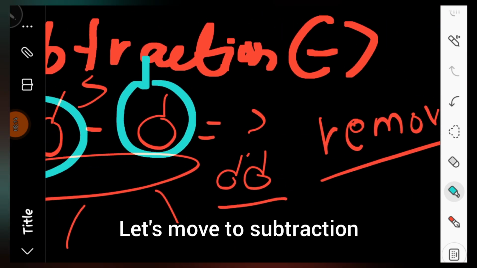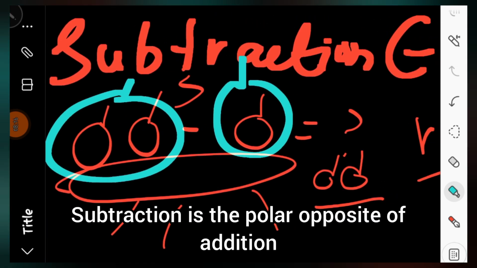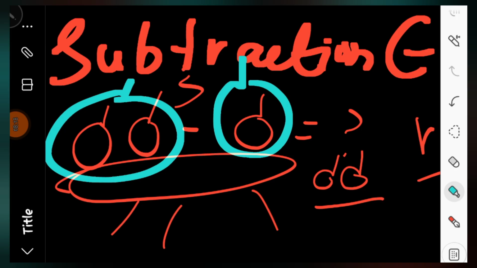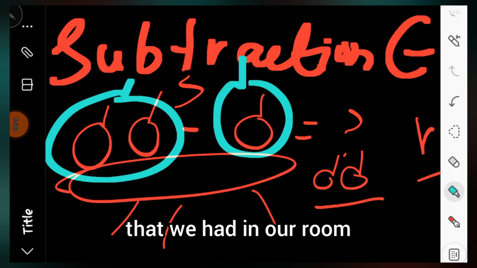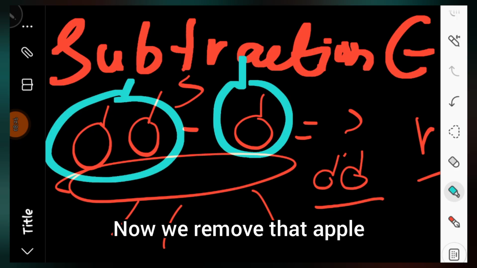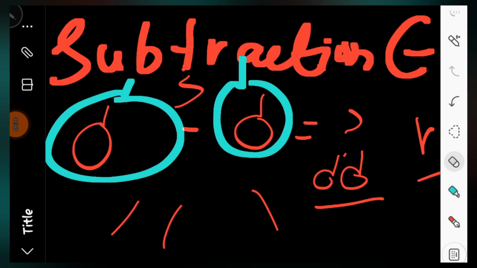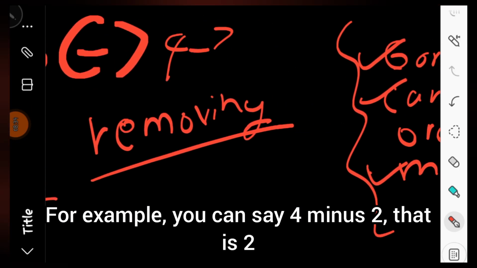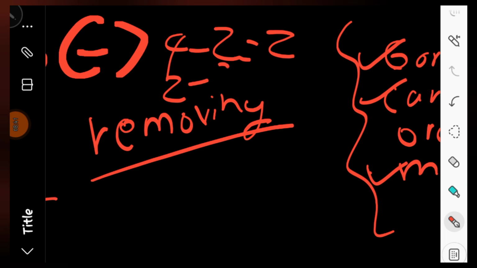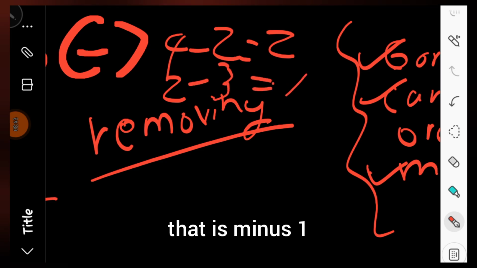Now let's move to subtraction. Subtraction is just the polar opposite of addition. Let's take the same example. Let's say the two apples that we had in our room. Now we remove one apple. Now how many do we have? Yes, 1. Very simple. For example, you can say 4 minus 2 is 2. 2 minus 3 is minus 1.